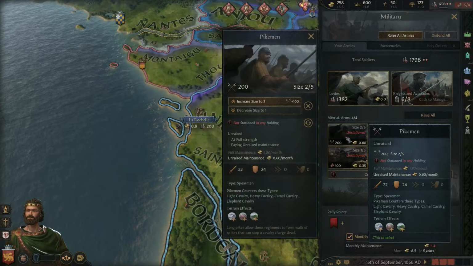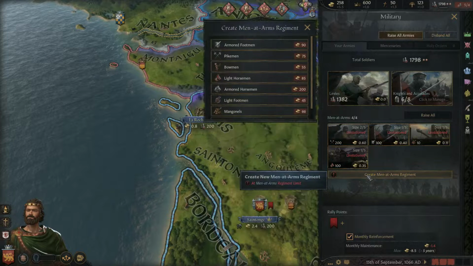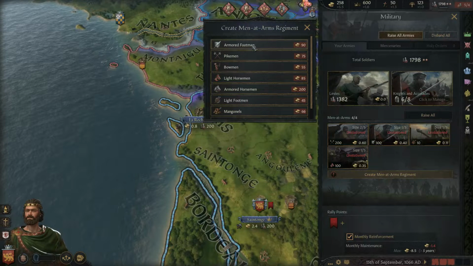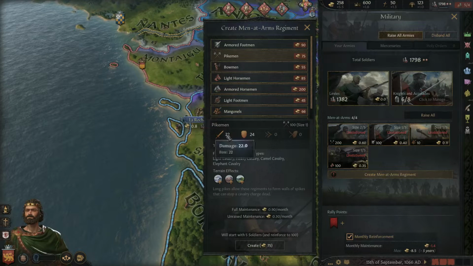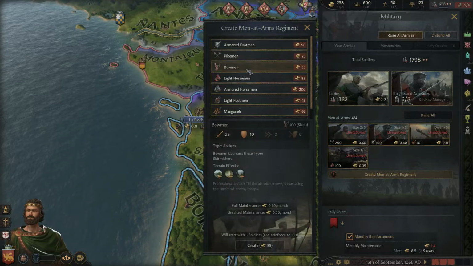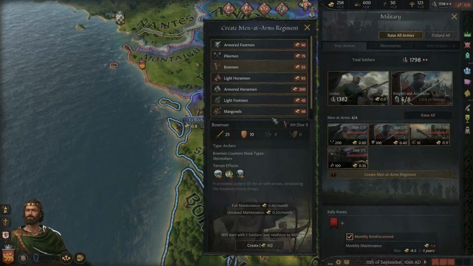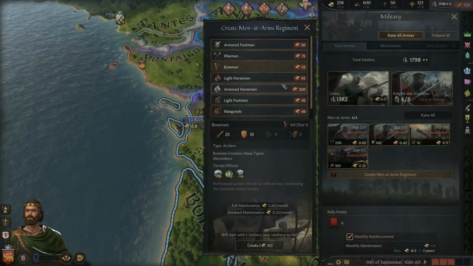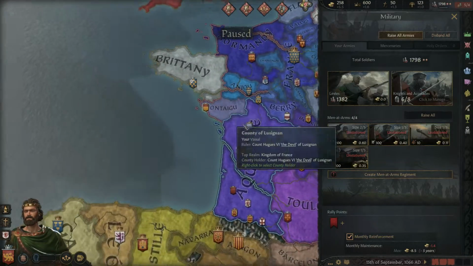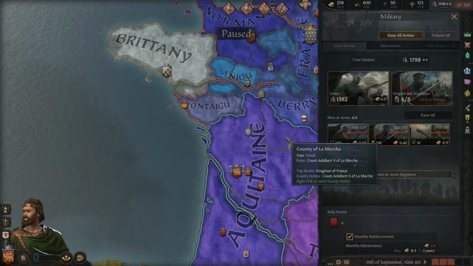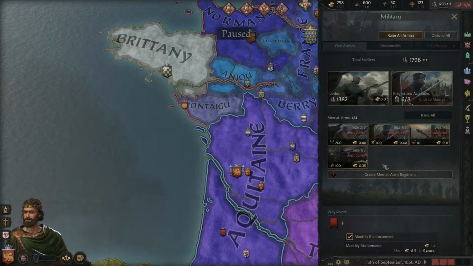You can see here we've got some pikemen. You can create a regiment of men-at-arms, and for each regiment, you see how they counter different things. They have different damages, toughness, different stats, different terrain effects, and you really have to mold your regiment in accordance to where you are playing on the map, but also who your enemy is going to be. It's very much a personalized thing you're going to be doing. But especially towards the mid to late game, they're going to become very, very important.